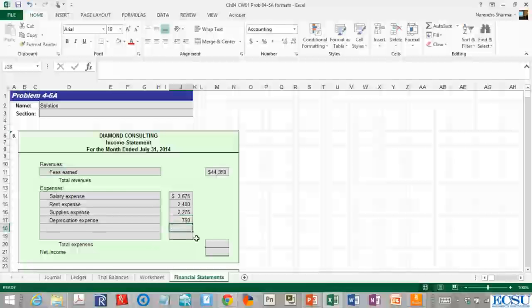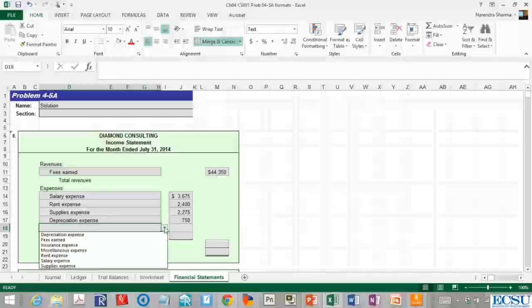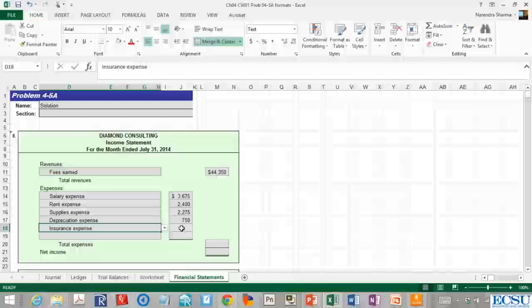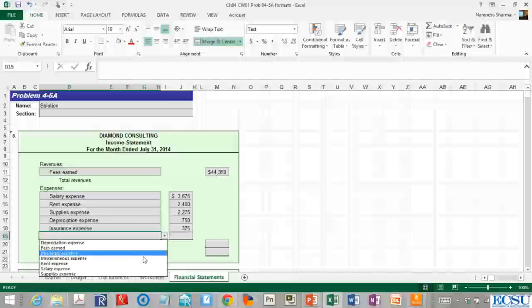Although 1400 is the miscellaneous expense, that is greater than depreciation, but I have said to you, you will be listing all expenses in the descending order, and the last item should always be the miscellaneous expense. So that's why we are not putting it here. Next is the insurance expense. Insurance expense was 375. And the last one is the miscellaneous expense.